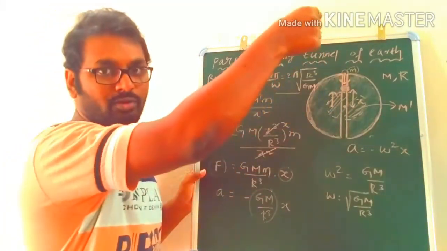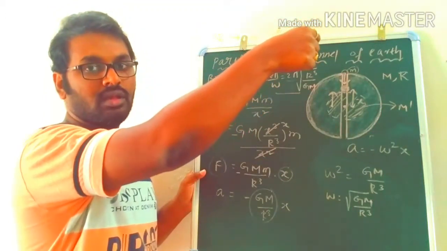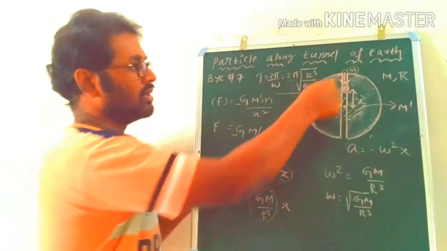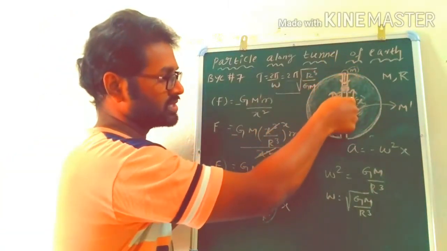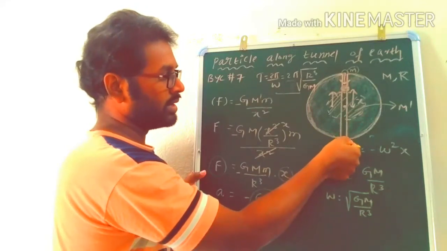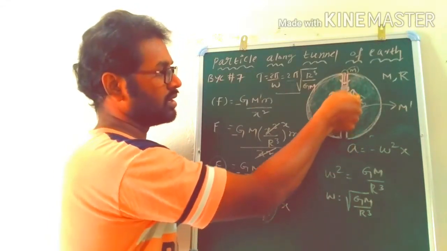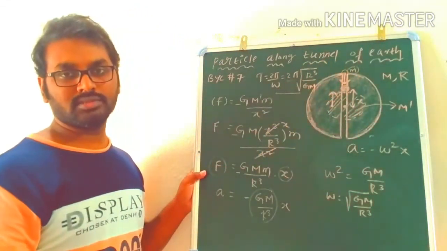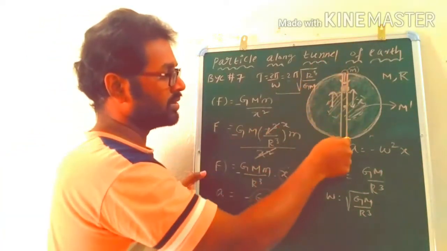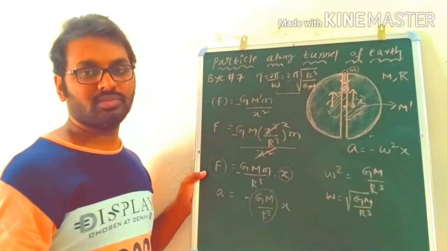Suppose I drop an object on the surface, how much time does it take to reach the same position? It goes to the center and reaches the other end, and again it reaches the center and comes back to the same point. This time is called the time period, the time taken by the particle to complete one oscillation.